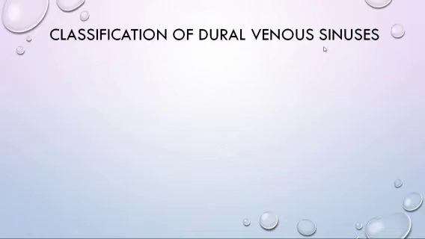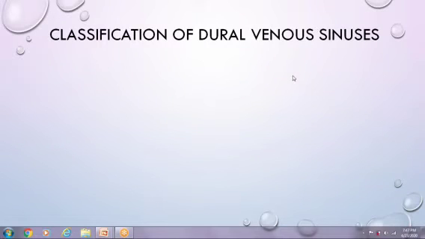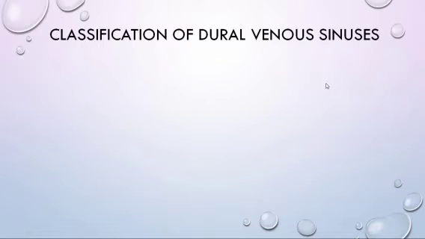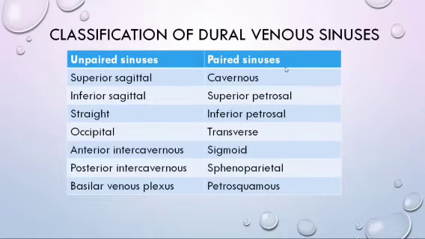Shall I continue? Okay. Now we'll go on to the classification of dural venous sinuses. There are two classifications: the unpaired sinuses and the paired sinuses. These are the names. I'm going to tell you in detail, but just mug up the names because it is an important essay question.